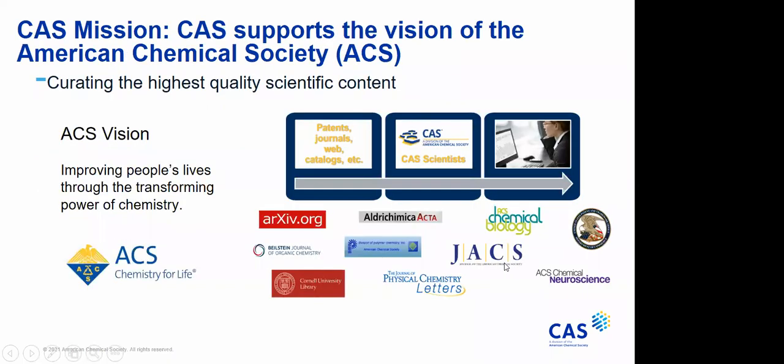So for those who are new to SciFinder, new to CAS, CAS is one of the divisions of the American Chemical Society, and we are the organization that created the SciFinder-n solution. So what we do at CAS is curate scientific content. It comes primarily from journal articles as well as patent documents. We do the necessary indexing and make them available and searchable in SciFinder-n.